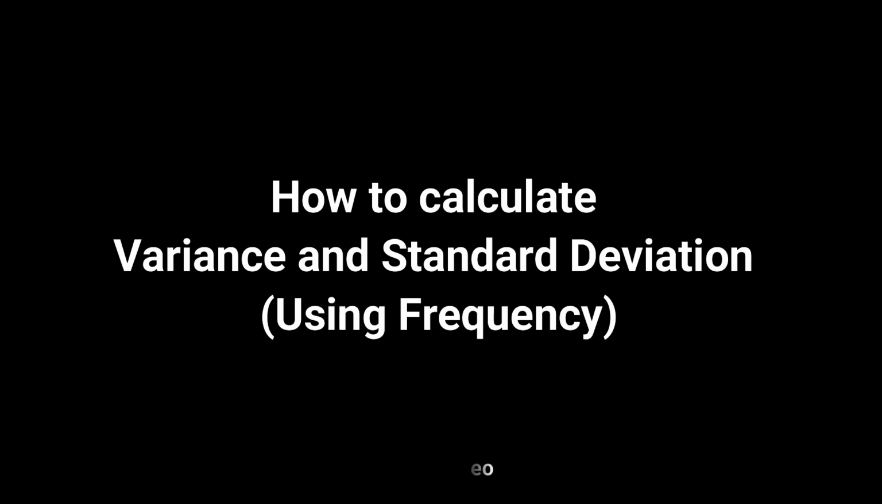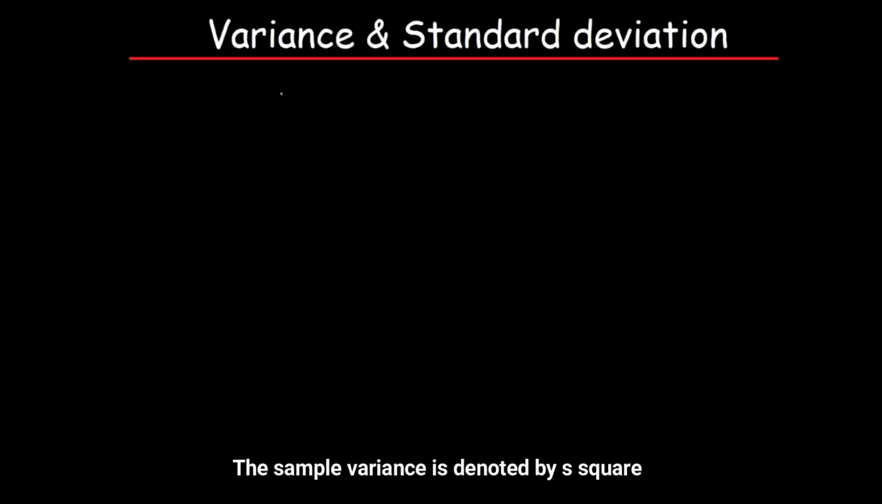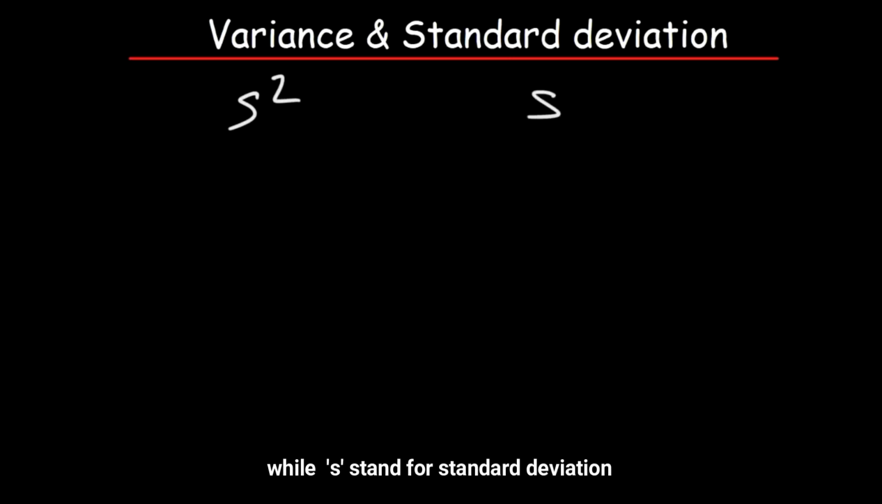In this video, we are going to look at how to calculate the variance and standard deviation using the frequency method. The variance is denoted by s squared, while s stands for standard deviation. Both of these terms measure how far or how spread the data is from the mean. So let's look at this example.